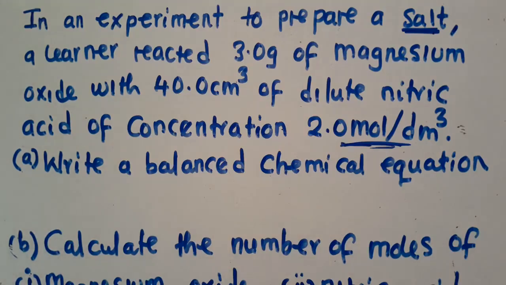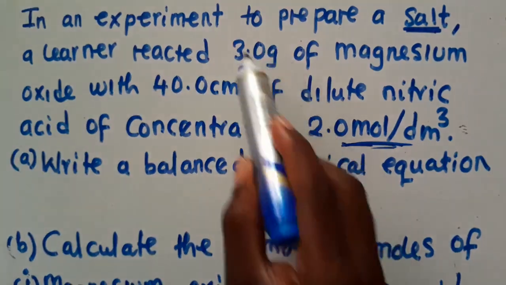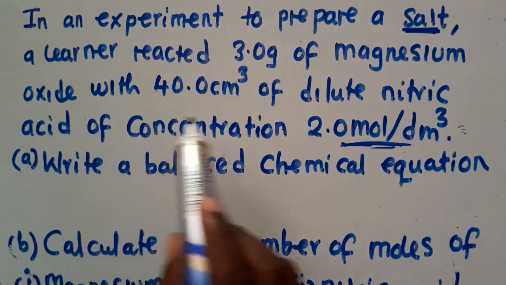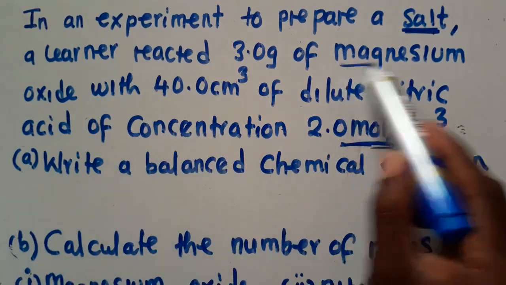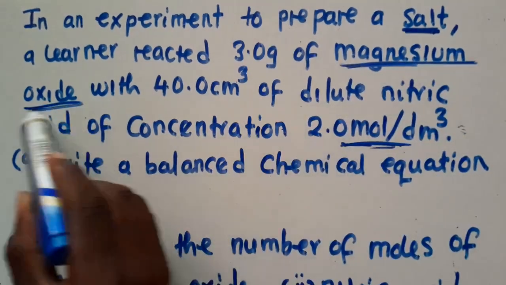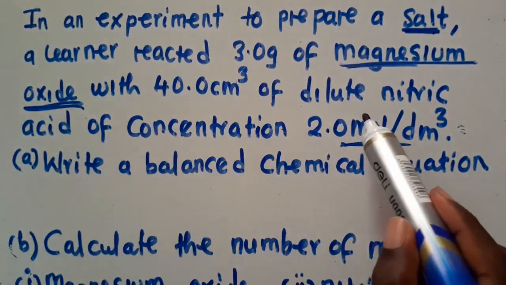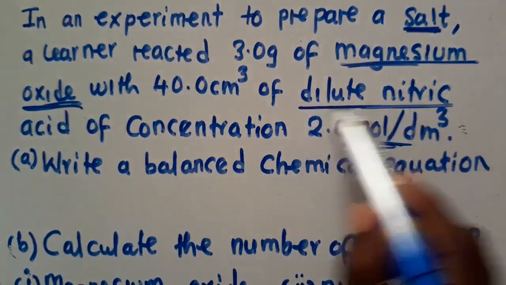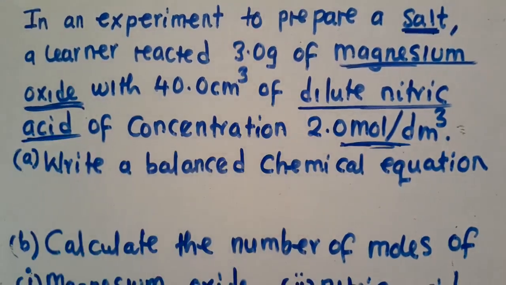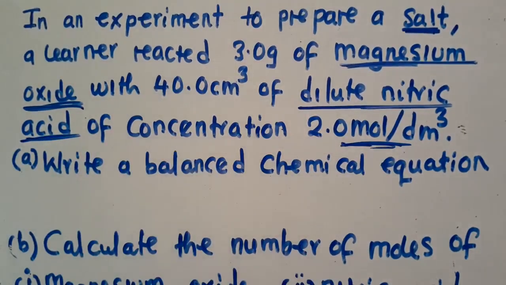So we are told that in this experiment, the learner was to prepare a salt. So the learner reacted 3.0 grams of magnesium oxide with what? Magnesium oxide was reacted with what? Dilute nitric acid. These are two compounds that were reacted. And we are told to write a balanced chemical equation for this reaction.